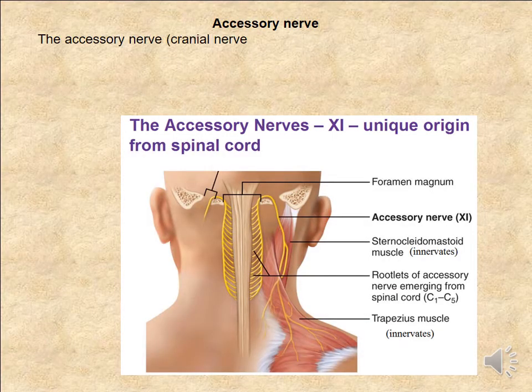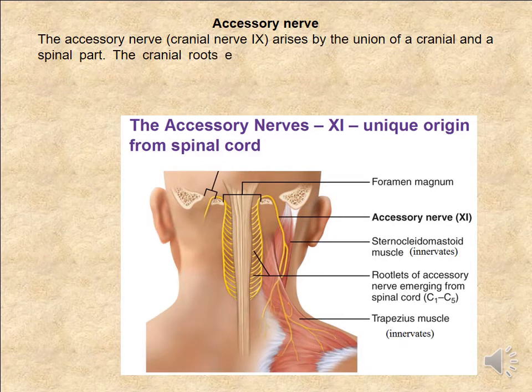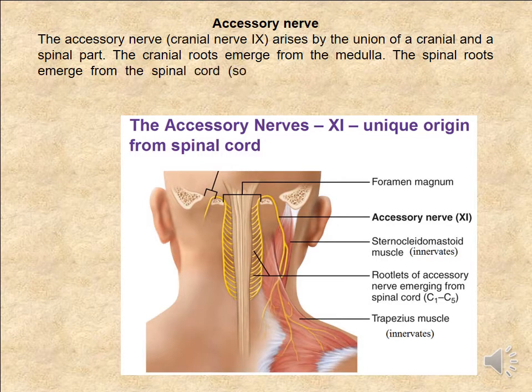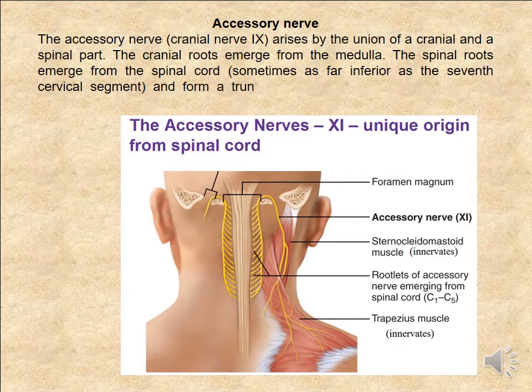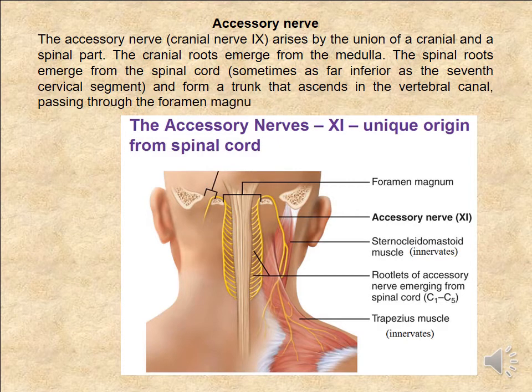Now, the other cranial nerve is accessory nerve. The accessory nerve, cranial nerve 11, arises by union of cranial and spinal parts. The cranial root emerges from the medulla oblongata. The spinal root emerges from the spinal cord, sometimes as far inferior as the cervical segment, and from trunks that end in the vertebral canal, passing through the foramen magnum.